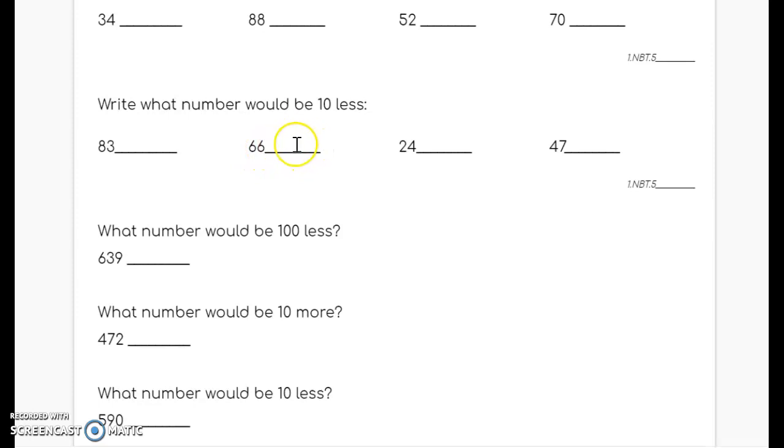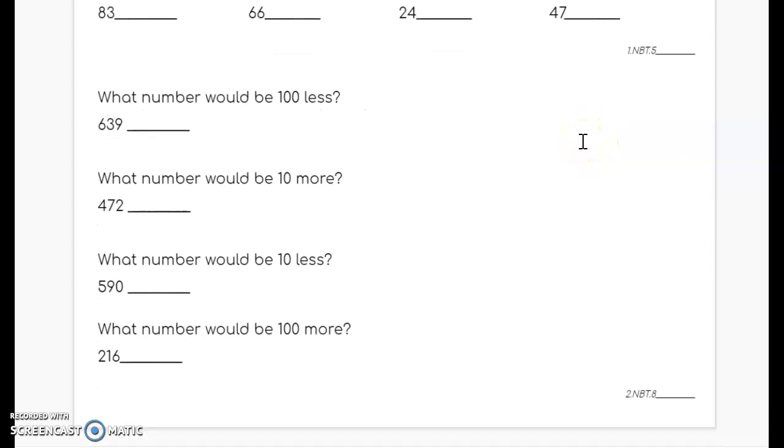66, write what number would be 10 less. 24, write what number would be 10 less. And 47, write what number would be 10 less. You can pause as you're doing that.